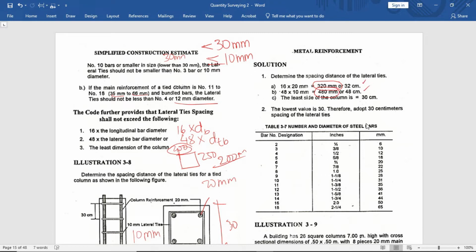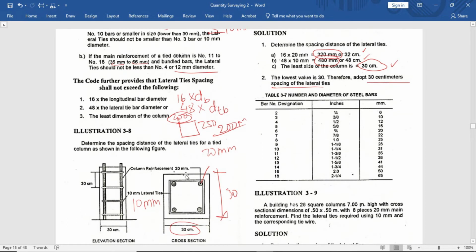Ang last, which is the dimension of the column, is least dimension ng 30 by 30 centimeter. So, 30 centimeters. Ang gagamitin natin sa tatlo ay yung pinakamaliit, ang 30 centimeters. So, the lowest value is 30, therefore, use 30 centimeters as the spacing of lateral ties. Ganun lang yung gagawin natin sa spacing ng lateral ties.